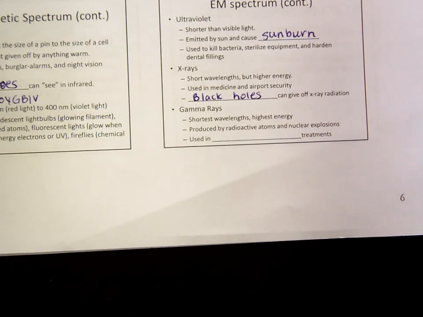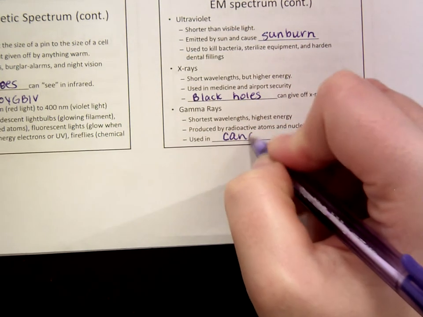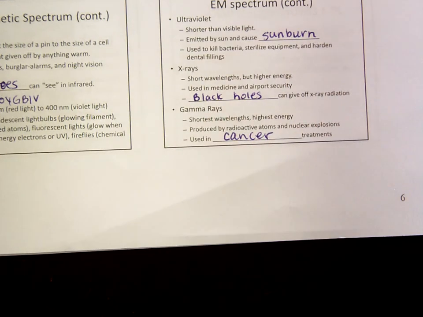Now, gamma rays have the shortest wavelengths and highest frequencies in energy, and these are produced by radioactive atoms and nuclear reactions. So anytime we have an unstable or radioactive atom, it tries to become more stable by giving off particles, and when it does that, what we get is gamma radiation. We also use this in cancer treatments. So it's not all bad.